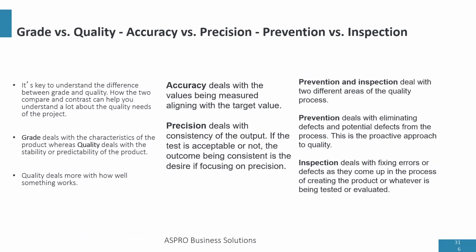Now, let's talk about the difference between grade and quality. Grade deals with the characteristics of a product, while quality deals with the stability and predictability of the product. So let's list two products, iPhone 10 and Nokia 3310. So there are two products.